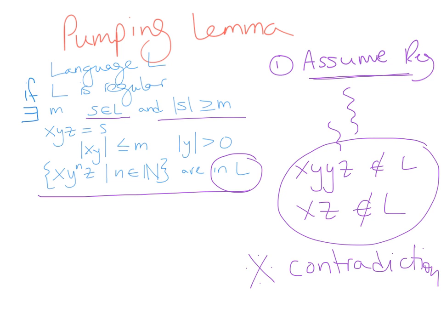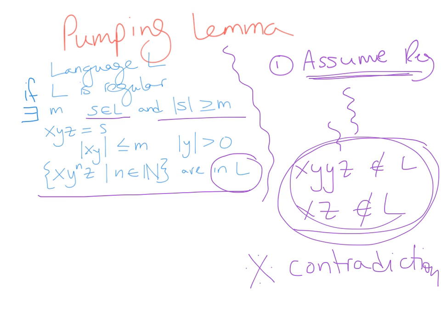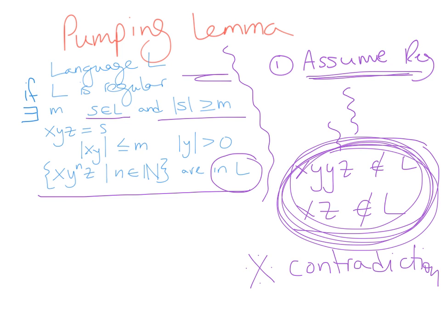Because on the one hand, if it's regular, then everything the pumping lemma says must be true. But we've found something that the pumping lemma said that was not true. But if it's regular, the pumping lemma is true. But what we found says it's not true. Therefore, we have a contradiction, and our assumption, which was that the language was regular, must not be correct.